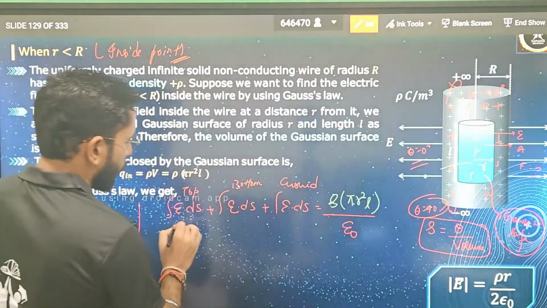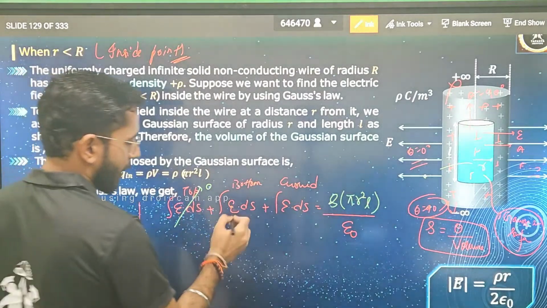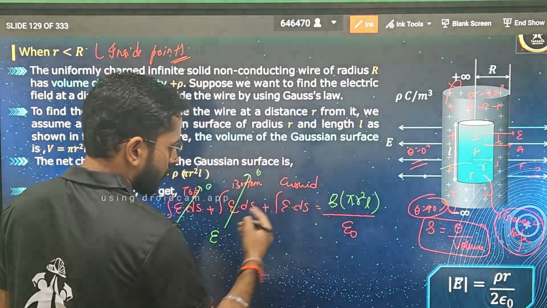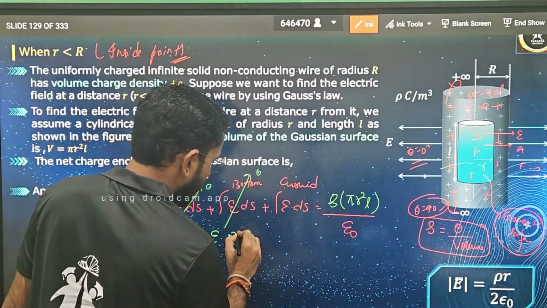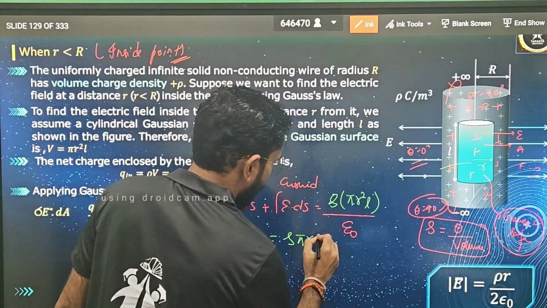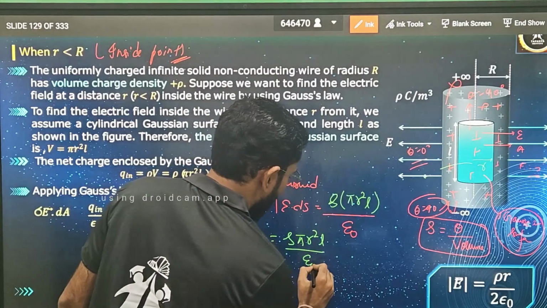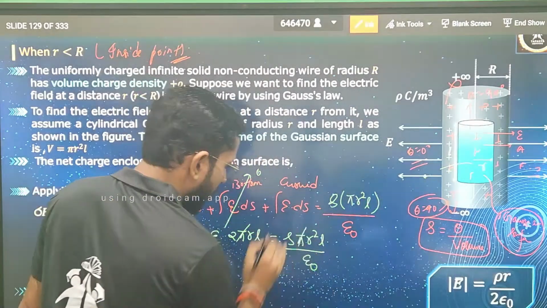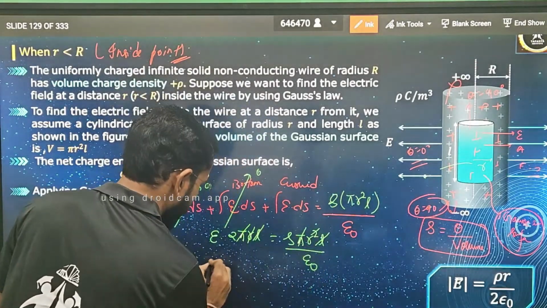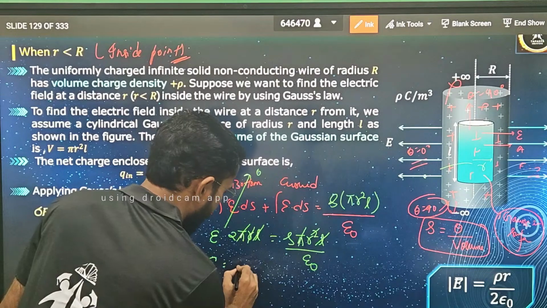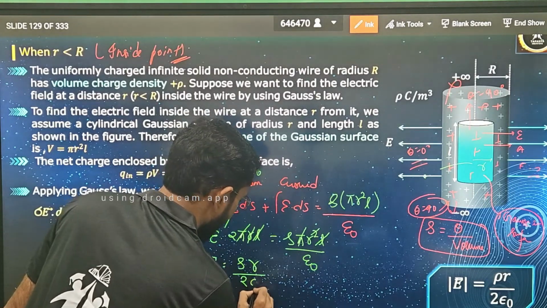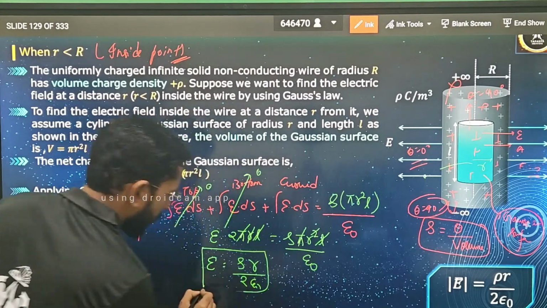Now let's solve it. For the top, flux will be 0 because the angle is 90 degrees. Bottom also 0. For the curved surface, the electric field times the integral of ds gives 2 pi r into L, which is equal to rho into pi r square L divided by epsilon naught. Now pi, r square and L get cancelled. That means the electric field is rho r divided by 2 epsilon naught.